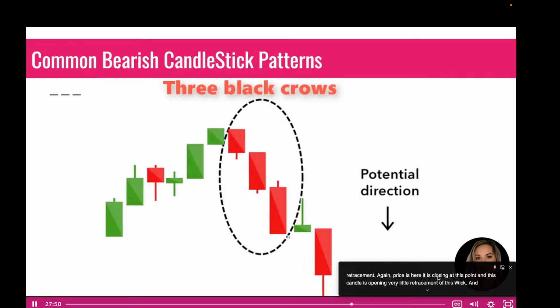Lots of strength, lots of momentum. That is what that is signaling. This could signify a potential reversal, just showing a massive momentum and strength in the opposite direction now.